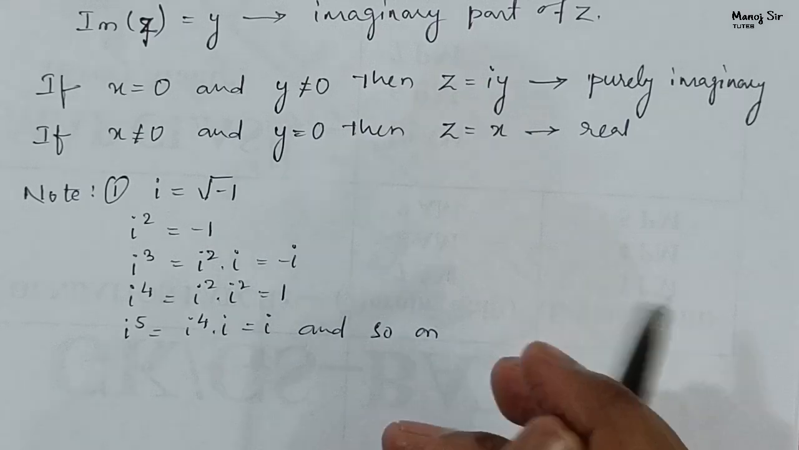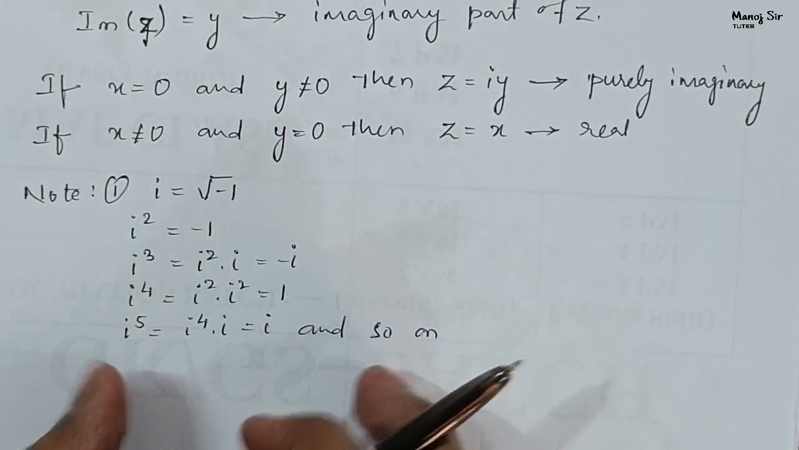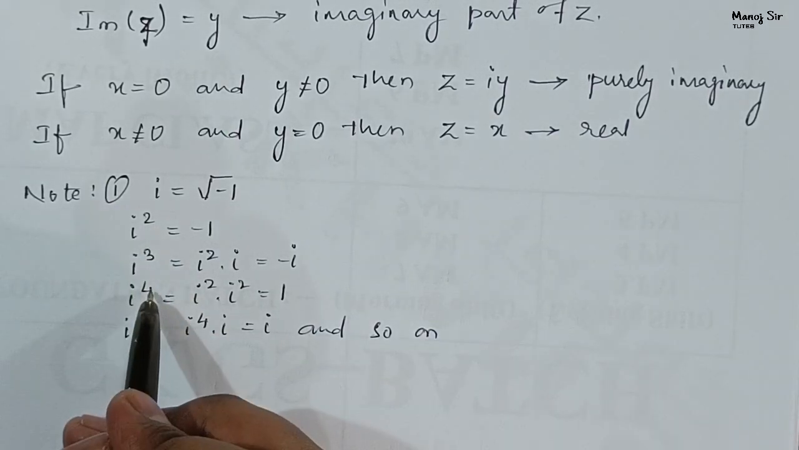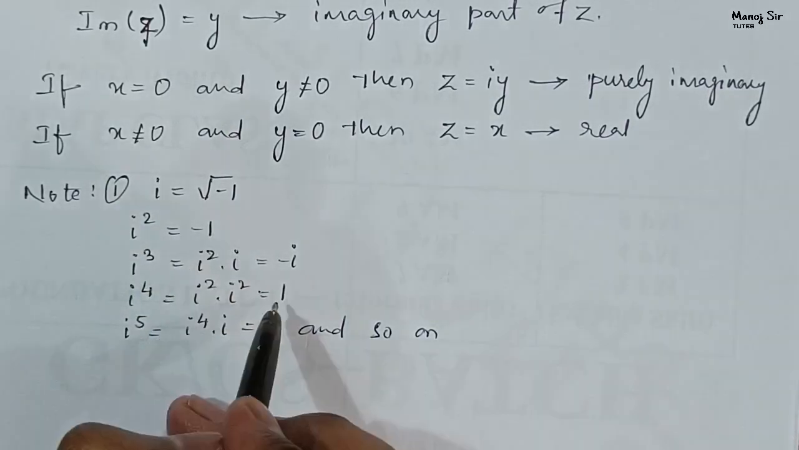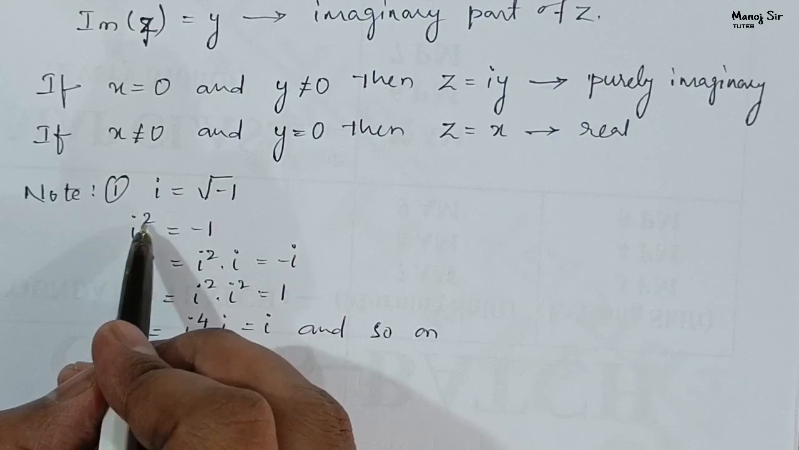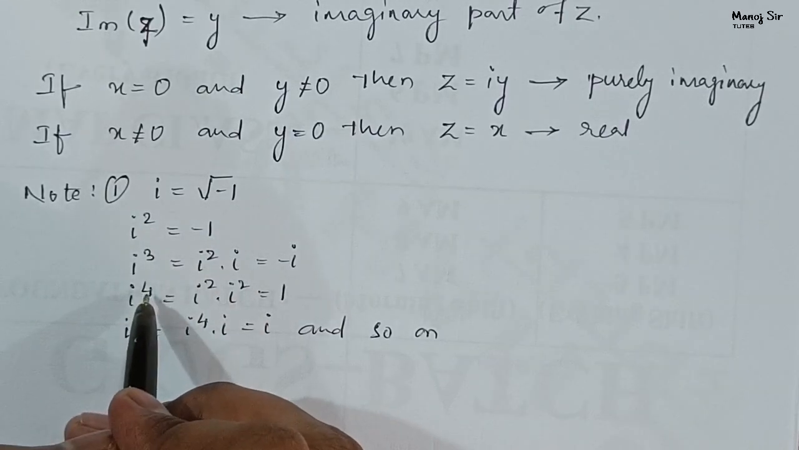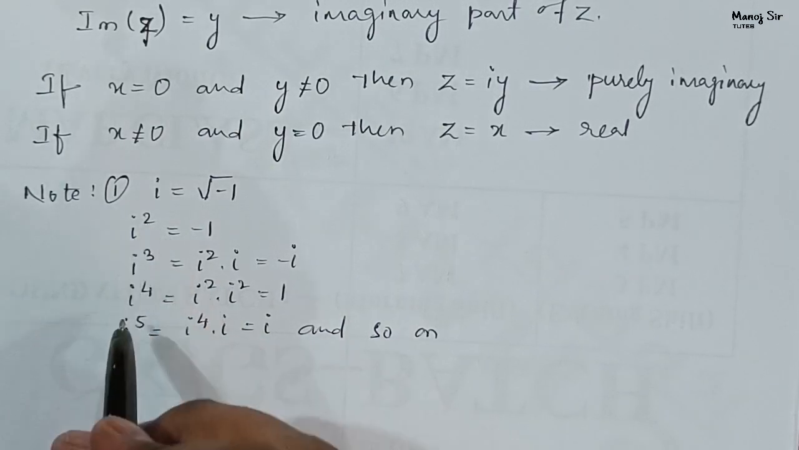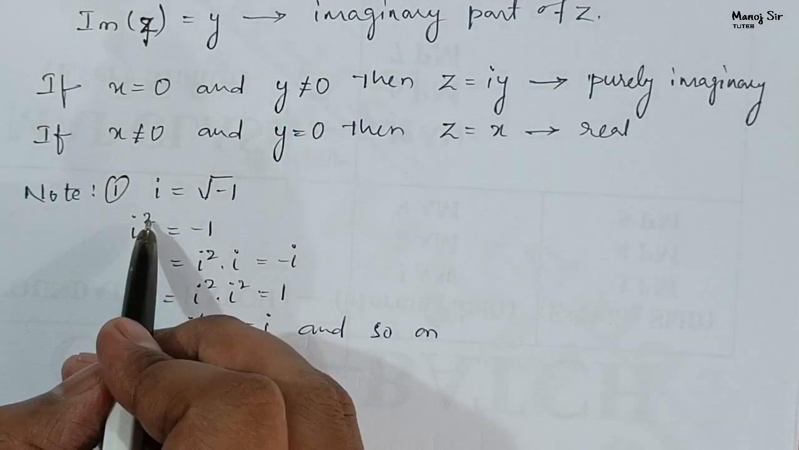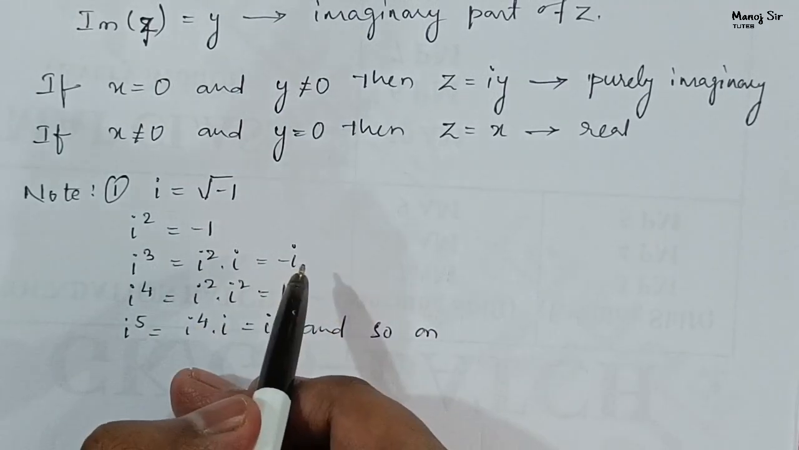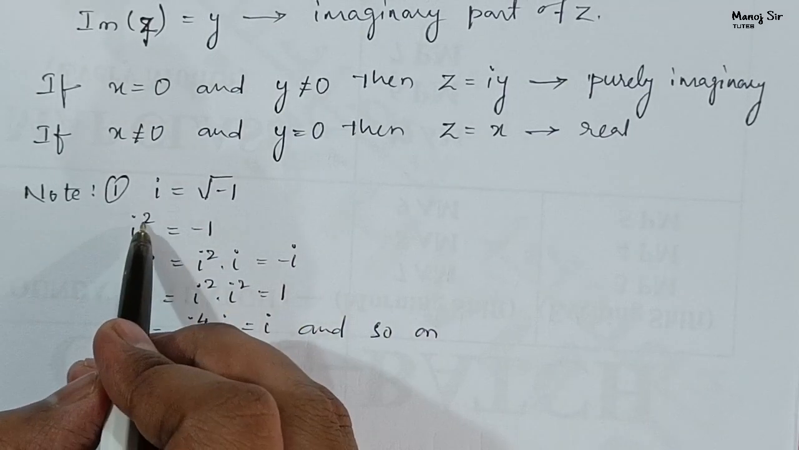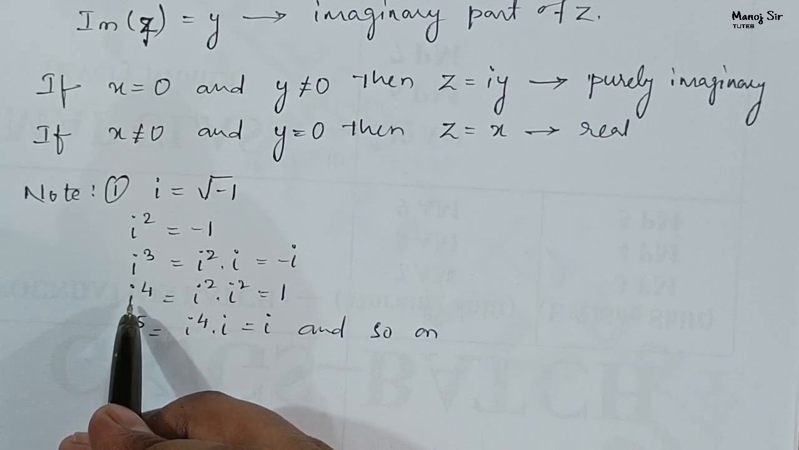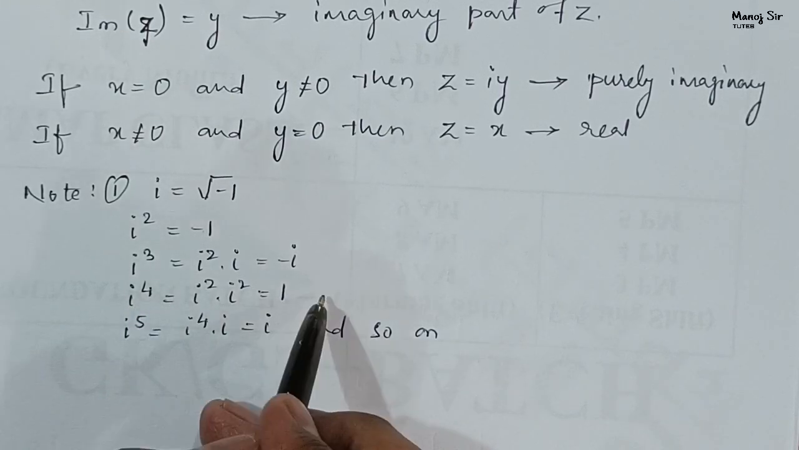Okay, so what we can observe is that even powers of i, that is i to the power 2 and i to the power 4, are either minus 1 or 1. i square is minus 1, i to the power 4 is 1. In the same way, if you want to find i to the power 6, that means i to the power 4 into i square, 1 into minus 1, that is minus 1. That means i to the power 6 is minus 1. In the same way, if you want to find i to the power 8, that is i to the power 4 into i to the power 4, 1 into 1 will become 1.